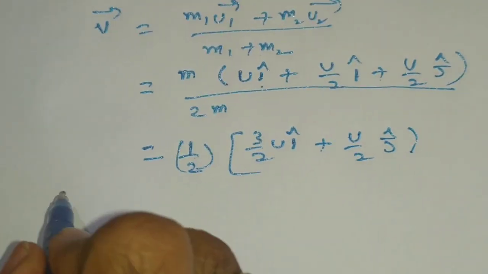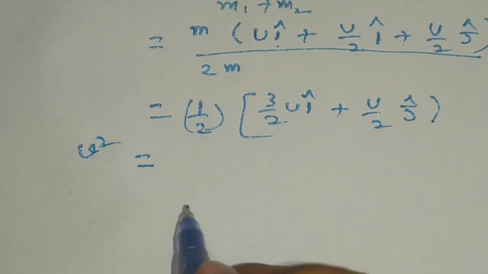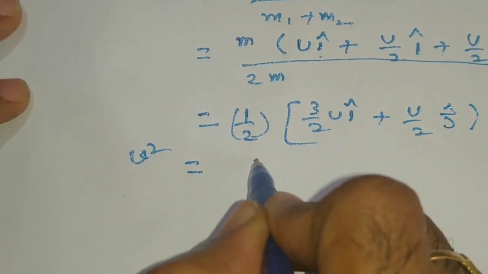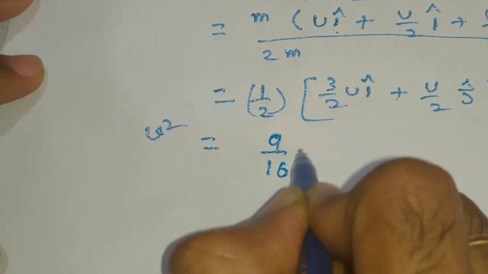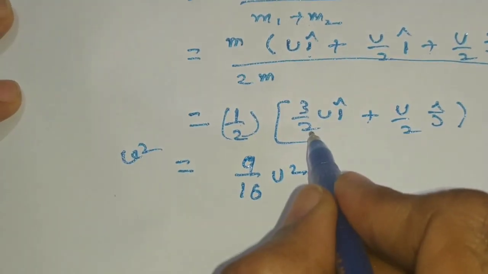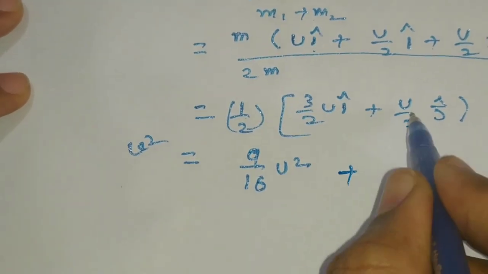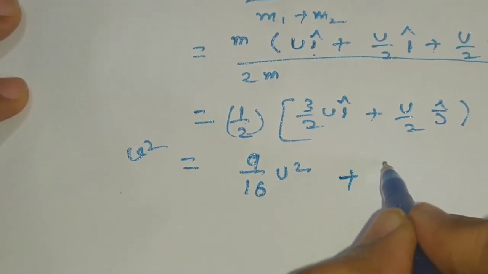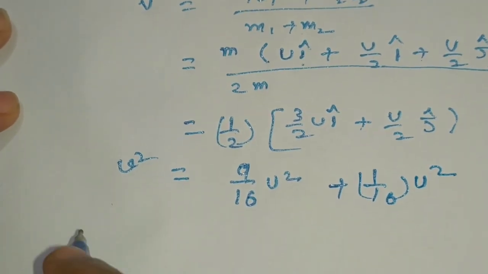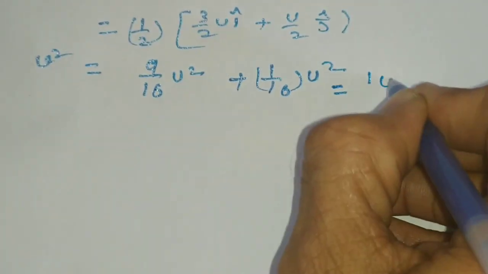From this, v square, the square of the magnitude of the common velocity, is equal to 9 by 16 u square, this is 3 by 4. So v square is equal to 9 by 16 u square plus this is u by 4, so 1 by 16 u square. This is equal to 10 by 16 u square.